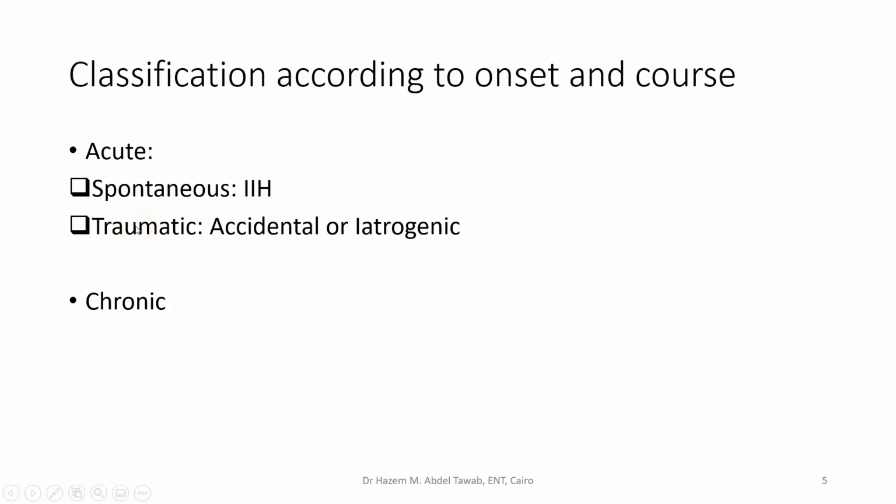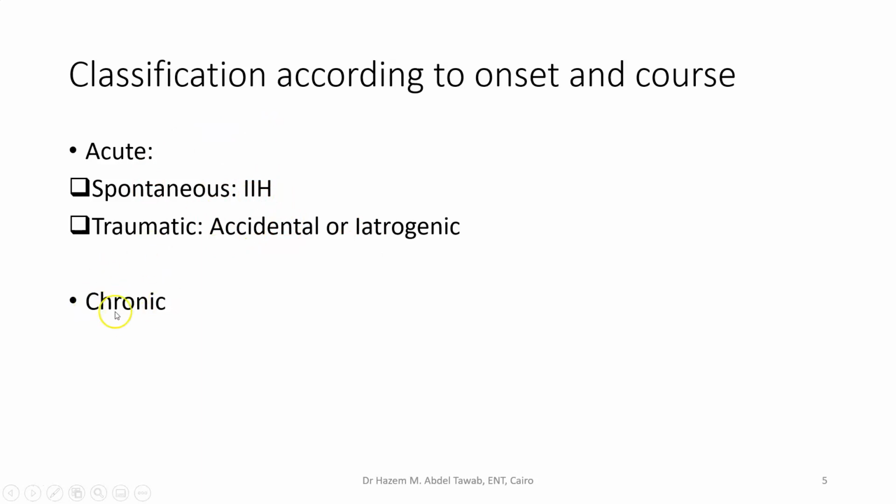And here, trauma can be divided into two categories: the accidental, like road traffic accidents or falls or something like that, or the iatrogenic, which we are going to discuss in detail in the coming slides. So this is what we are calling the acute cerebrospinal fluid rhinorrhea.